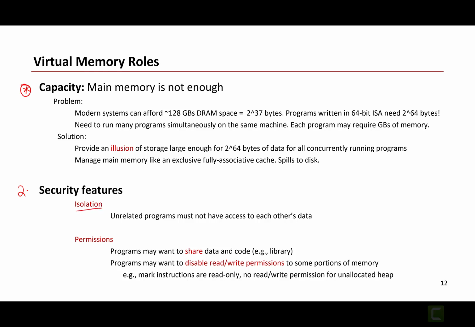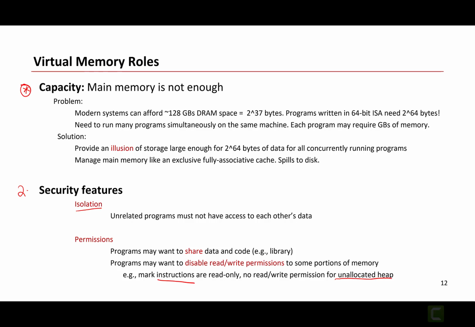And it's often also useful to have permissions associated with data. So for example, I may not want to modify my instructions, or if my heap address has not yet been allocated, then I shouldn't let my program go and read or write to it because I haven't really allocated it. I mean, the programmer hasn't really allocated it.